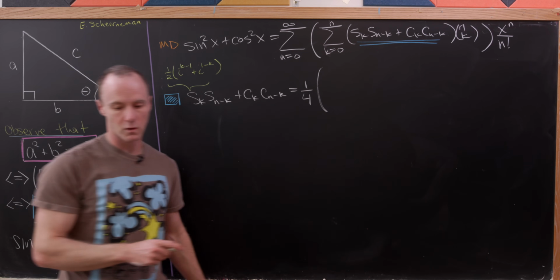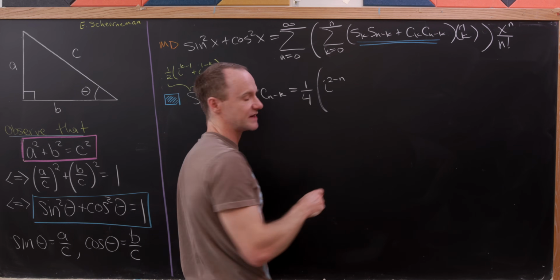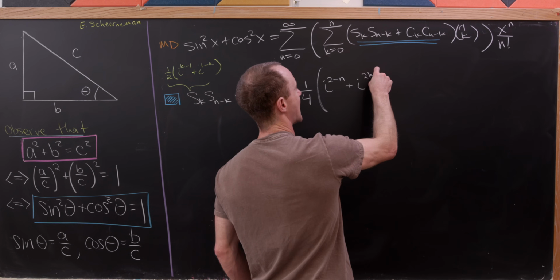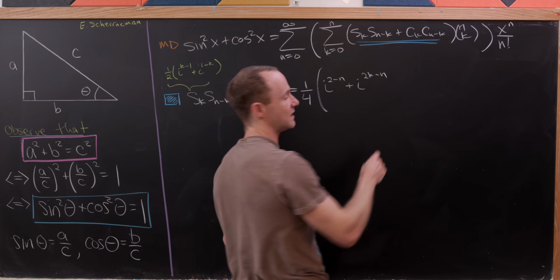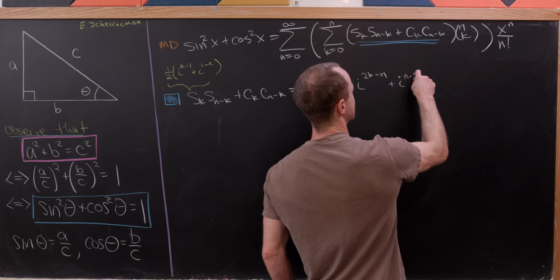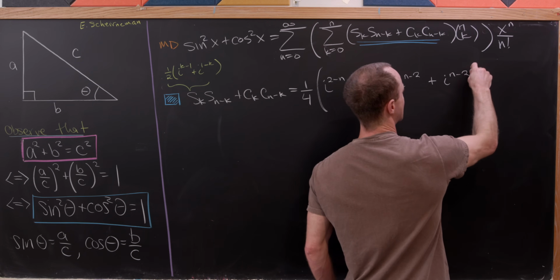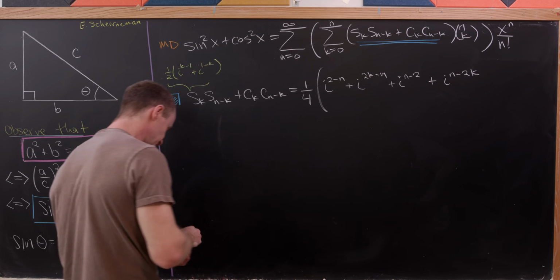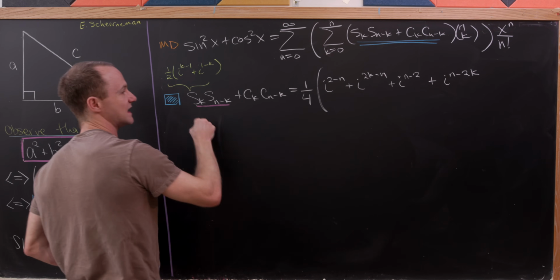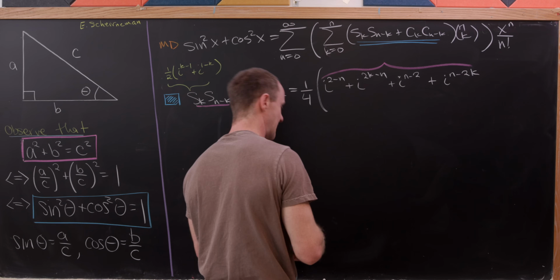So we've got 1/4, and then we'll have i to the 2 minus n. I'm not doing any simplification just yet. Plus i to the power 2k minus n. And then plus i to the power n minus 2, and then plus i to the power n minus 2k. And if you're interested, this is our s_k term. So that's the product of those two s terms.